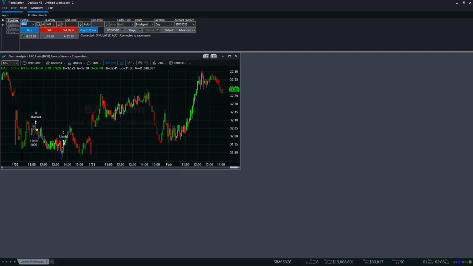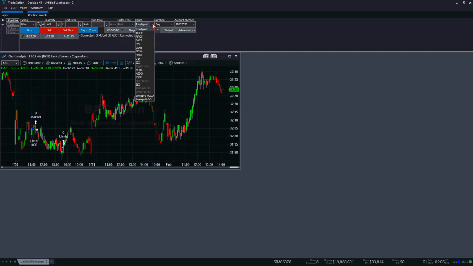And then there's the quantity. Take a look. The quantity can be specified on a number of shares, or it can also be expressed as a dollar amount. You also have boxes for the prices. The order type. Now, if you go to the order type drop-down, you can send limit orders, market orders, stop limit orders, and stop market orders.